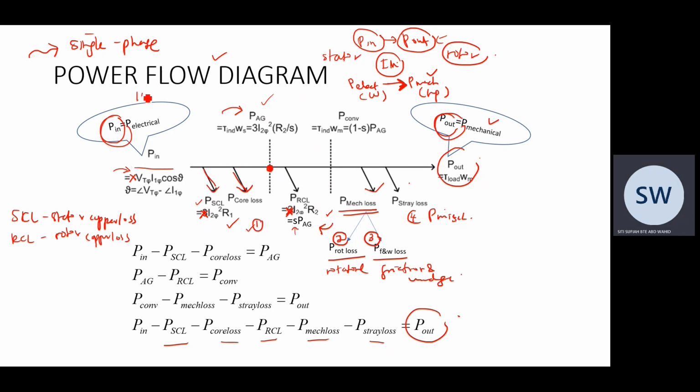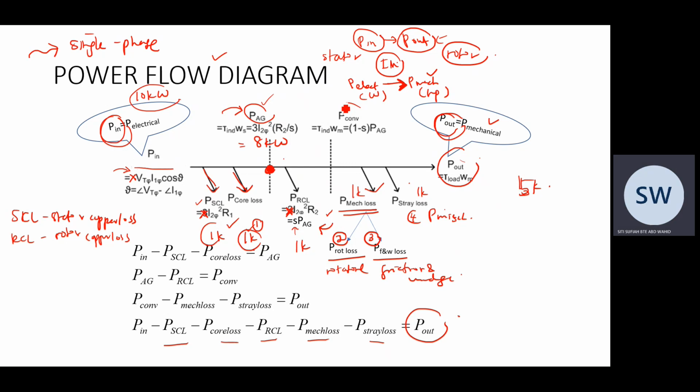For example, this is 10 kilowatt. So for example, this 1 kilowatt, 1 kilowatt, 1 kilowatt, this is 1 kilowatt, 1 kilowatt. So your output will be 10 minus 1 minus 1 minus 1 minus 1 kilowatt. So your output will be 5 kilowatt only. Okay, but at this point, P air gap is 10 minus 1K minus 1K, you will get 8 kilowatt. So P air gap equals 8 kilowatt.